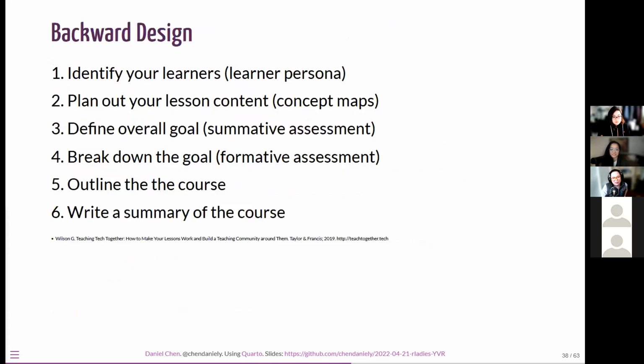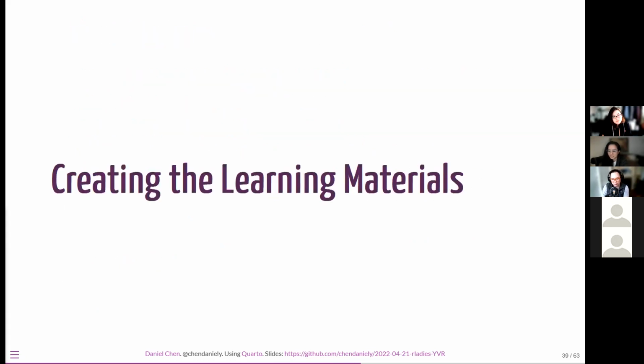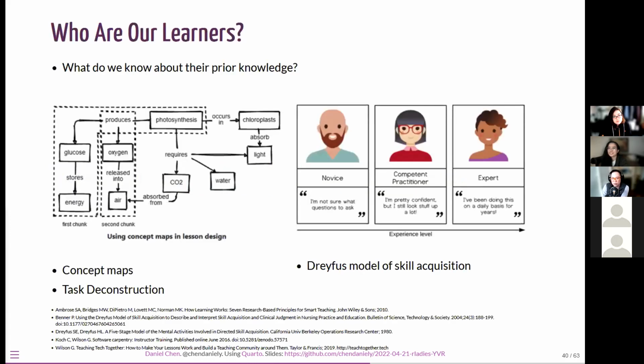is, so you identified your learners, the rest is like, go draw the rest of the owl, right? Now go do the rest. So you have to go and plan out the lesson content, knowing that you have all these personas set up. So how do we go about creating the learning materials? First things first, identify who your learners are.